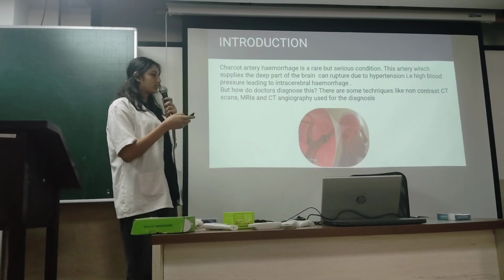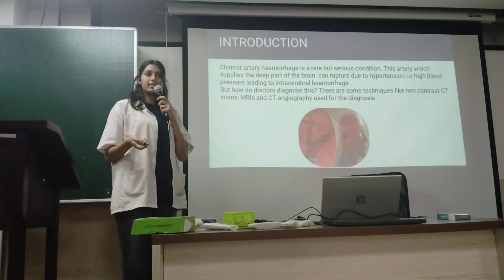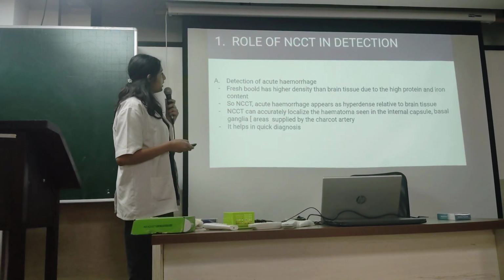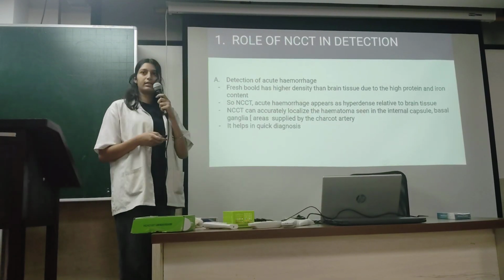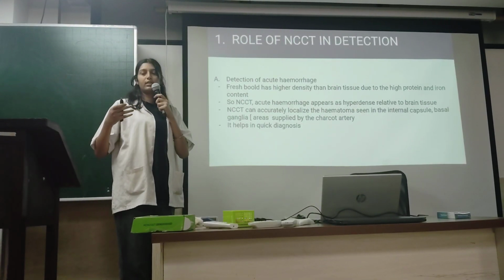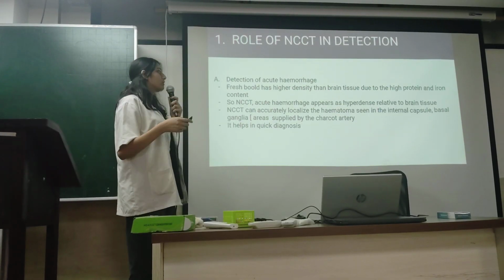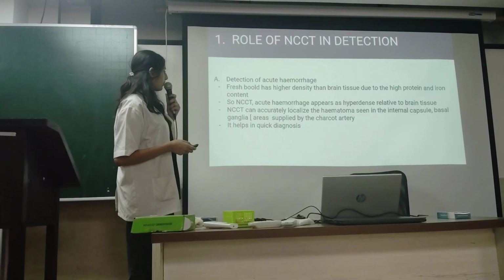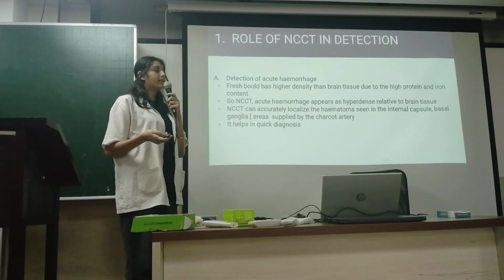This can be detected by non-contrast CT scan, MRI scans, and CT angiography. In non-contrast CT scan, the fresh blood is detected. It is shown hyperdense as compared to the brain tissue. This happens because of the high content of protein and iron in fresh blood. This is used for quick diagnosis because it detects fresh blood.